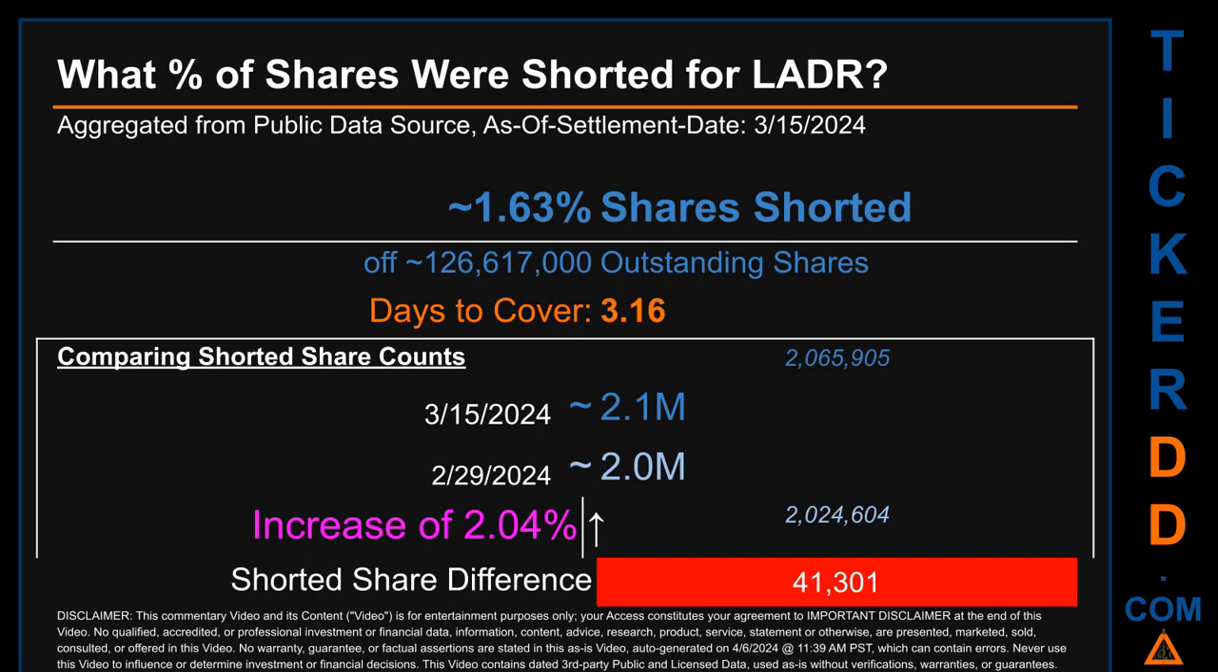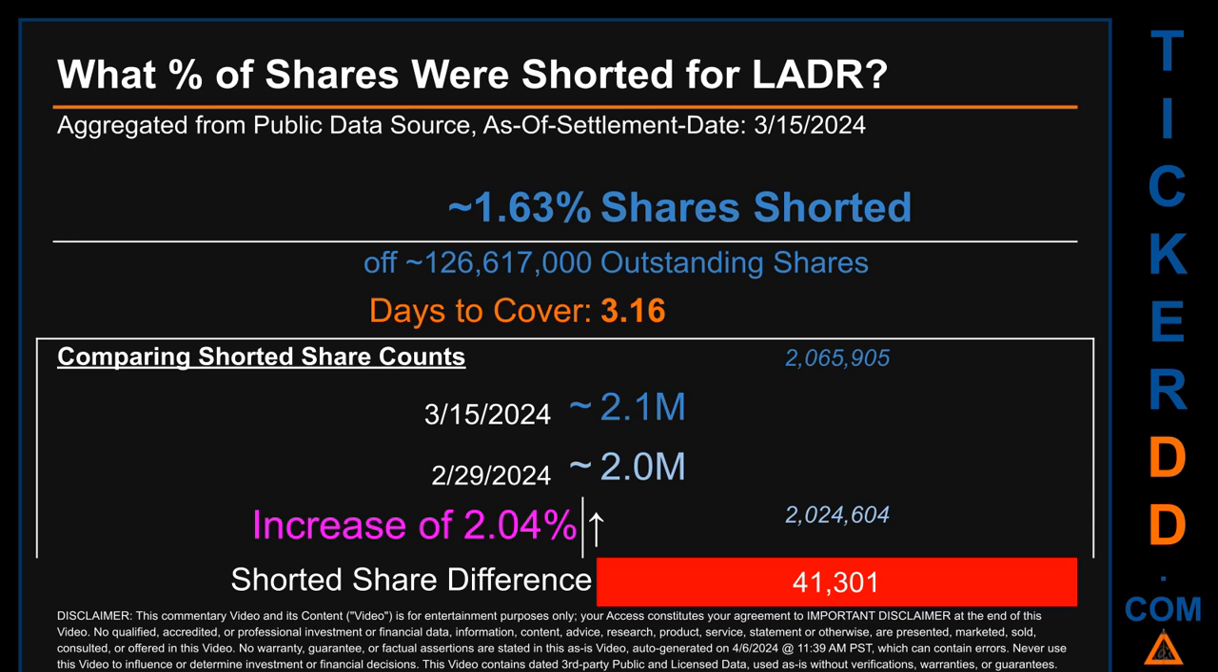What percentage of shares were shorted for LADR for the 2-week period, ending on settlement date, March 15, 2024? About 2.1 million shares of LADR were shorted out of a total of approximately 126.6 million outstanding shares. Therefore, for LADR, based on as-is, discovered, public data when this video was generated, the ticker has a short interest of roughly 1.63%, which I got by taking the number of shorted shares and dividing it by the number of outstanding shares to get the percentage value.